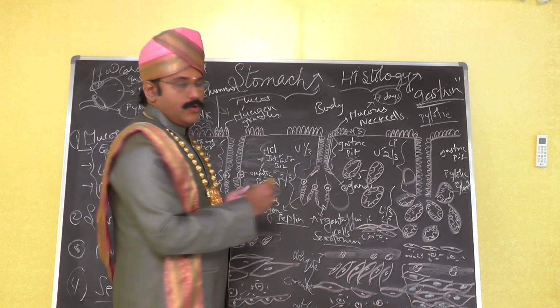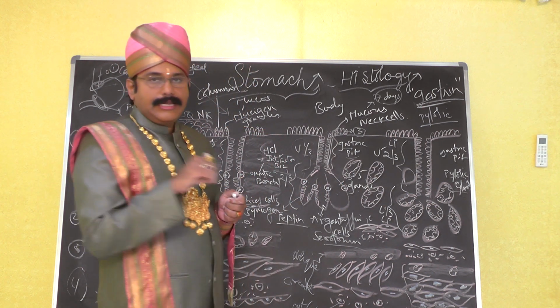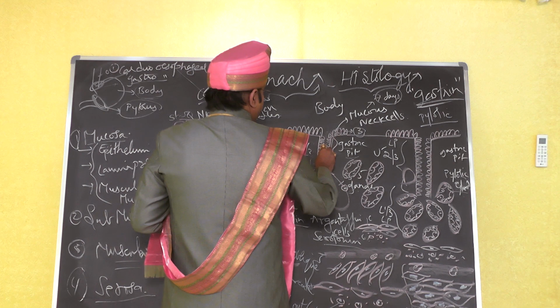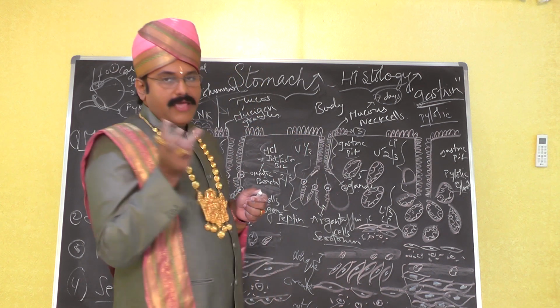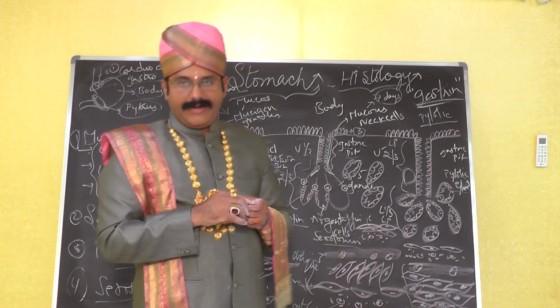Are you understanding? Look at the board. We have 1, 2, 3 gastric glands. These gastric glands are opening into one gastric pit. So maybe 3, maybe 4, maybe 5. All of them are opening into one single gastric pit.